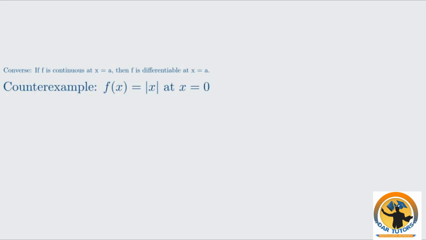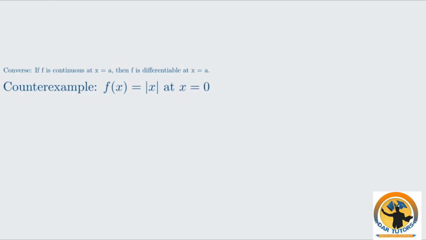Is it true that if a function is continuous at a point, it must also be differentiable at that point? The answer is no. The converse is not true. A function can be continuous at a point but not differentiable there. To show this, we need to find a counterexample, a function that is continuous but not differentiable at a specific point. The most famous and straightforward example is the absolute value function, f of x equals the absolute value of x, at the point x equals 0.